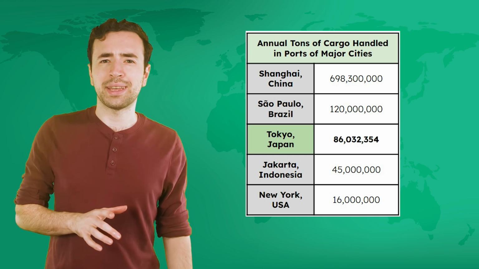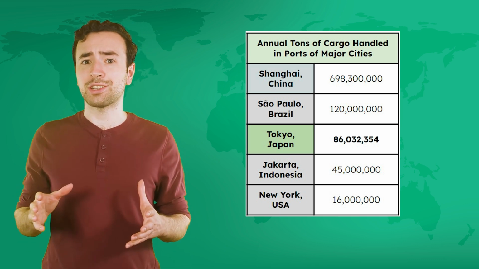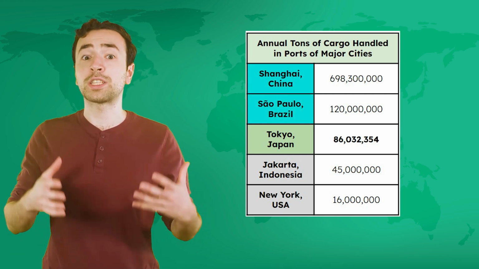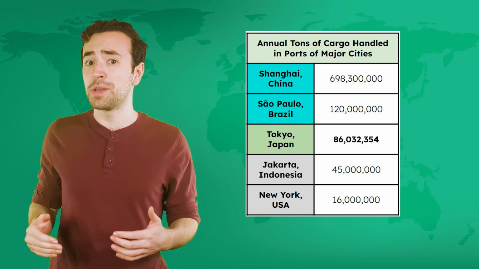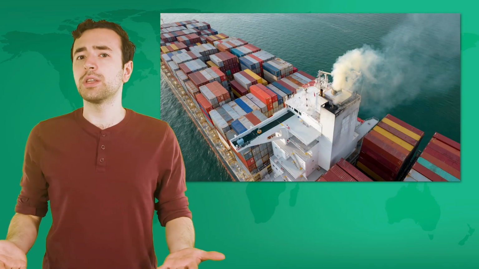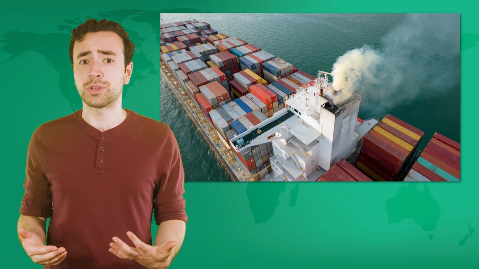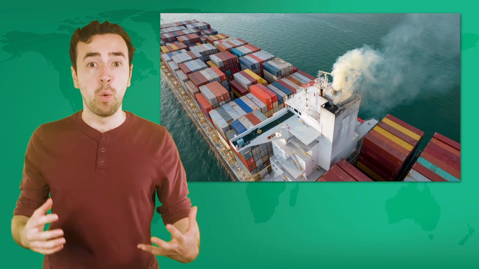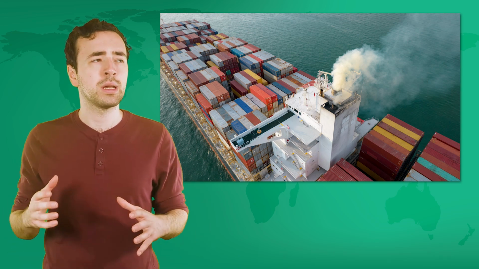After analyzing that data, I was surprised to see that cities like Shanghai and Sao Paulo experience a lot more movement of goods than Tokyo. We already know that cargo ships contribute to air pollution, so I bet those cities will have a lot more air pollution than Tokyo does.